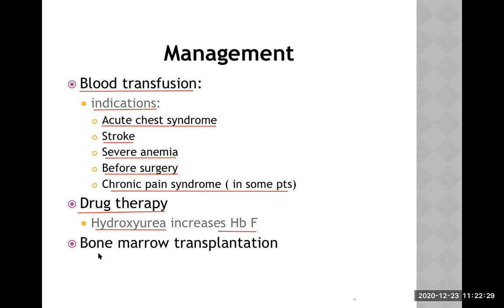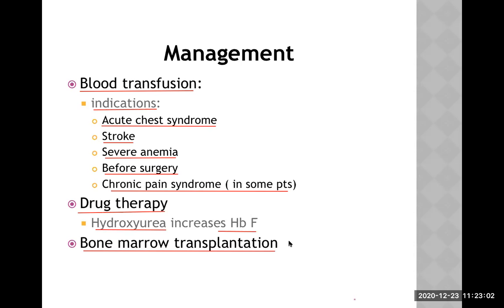Now, the definitive treatment in this case is bone marrow transplantation. This is a definitive therapy. But there are a lot of complications associated with bone marrow transplantation. You all know that. Number one, it is an expensive treatment. All patients cannot afford it. It is a very expensive therapy. Number two, all hospitals may not do it in that particular city or area.